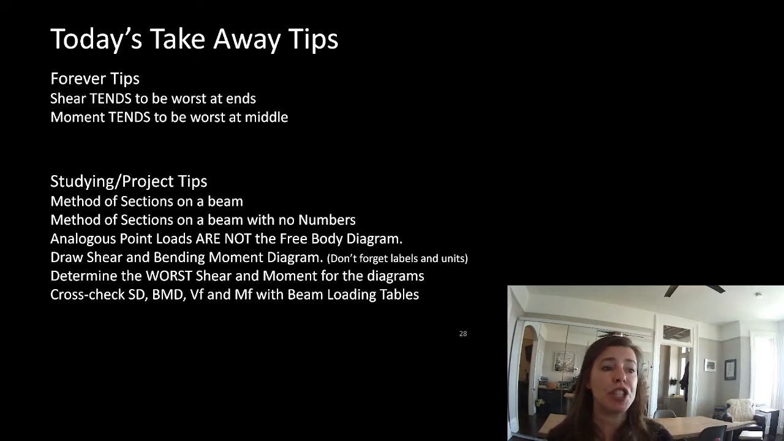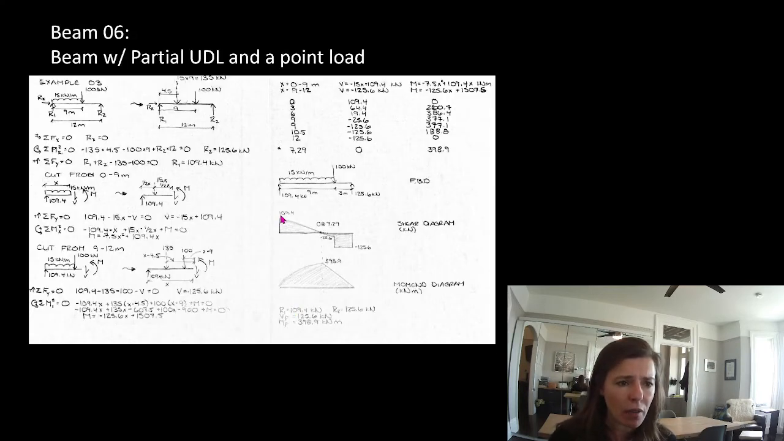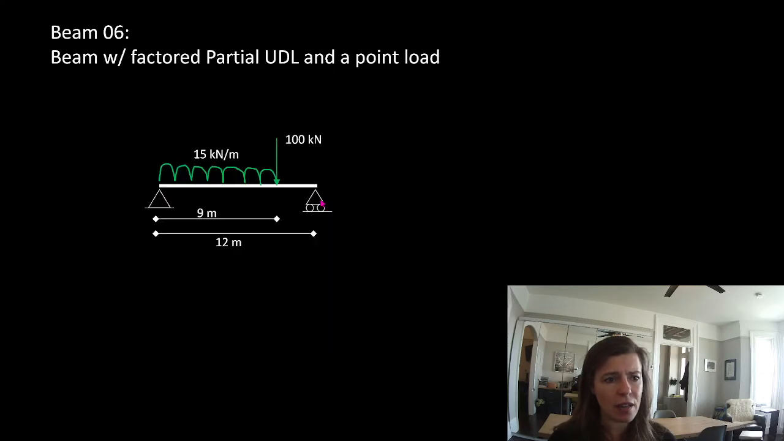Forever tips. Shear tends to be worse at the ends where we have our support. Moment tends to be worse at the middle. Let's go back and look at those. Okay, we had a high shear here and a high shear here. We had the worst moment here, so somewhere in the middle. It's not exactly at the middle on this one. But you can see that there is some combination of the uniformly distributed load and some combination of this. The shear is going to be worse at either of these ends here. It depends where this is positioned, to be honest. Let's take a look at the other ones.